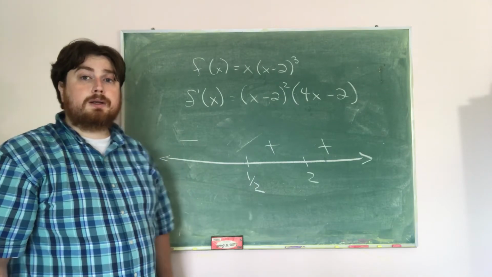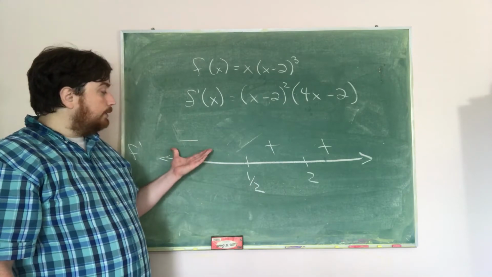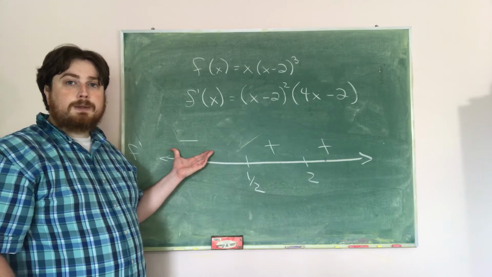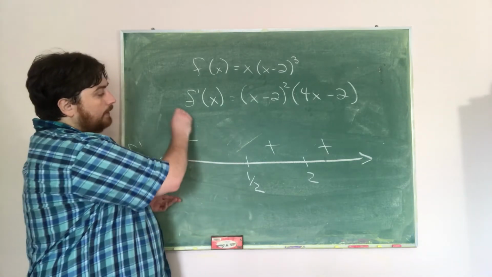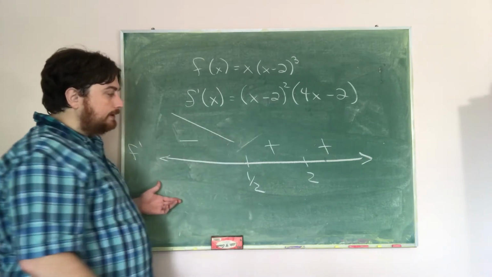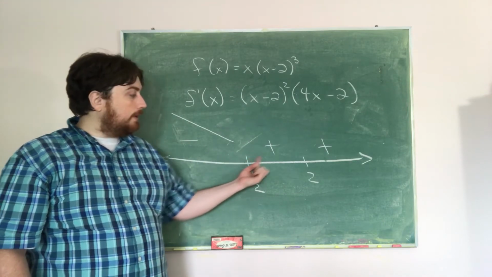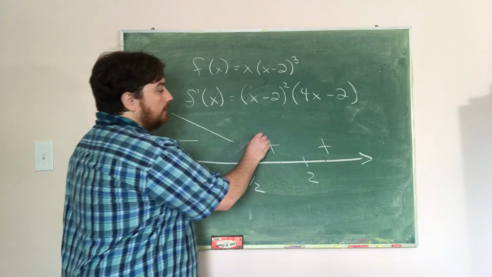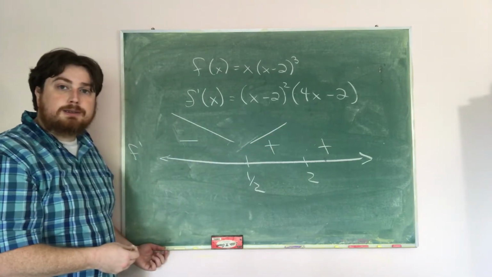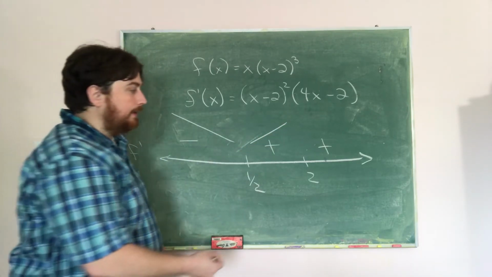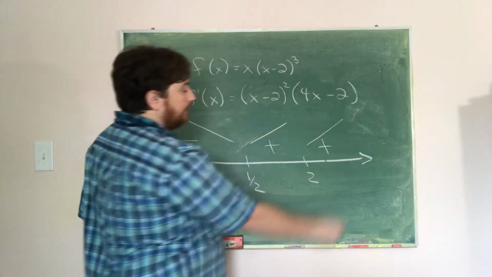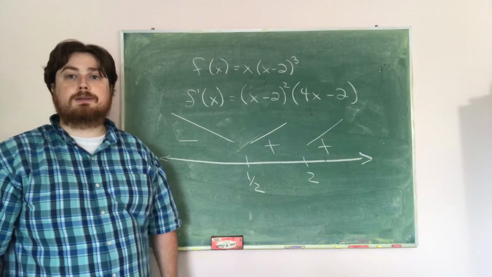Now that I have my number line here, what I notice is that because the derivative is negative, that means that my function is decreasing. So I'm actually going to draw on a decreasing function. And so my function is going to decrease like that. Now from 1/2 to 2 it's going to increase. So it's going to look something like that. That is, it's getting bigger as we go off to the right. And from 2 to infinity it's going to increase, so it's going to look something like that.